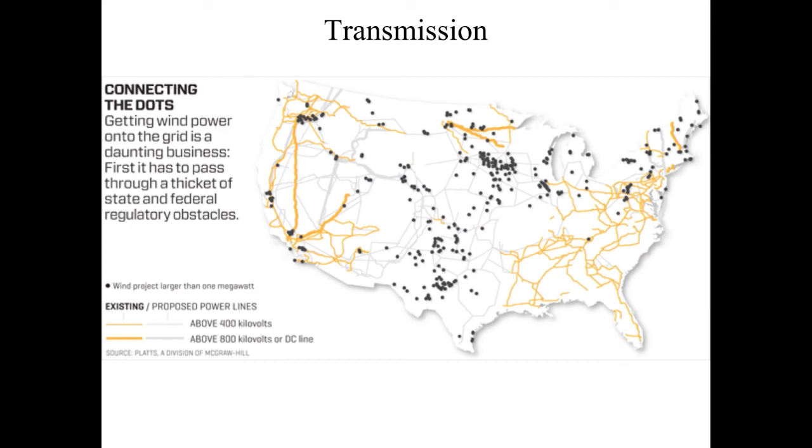The transmission lines will be built, and this is a graphic proposing connecting the dots. So if we look at wind farms around the US, we will build the transmissions to connect them.